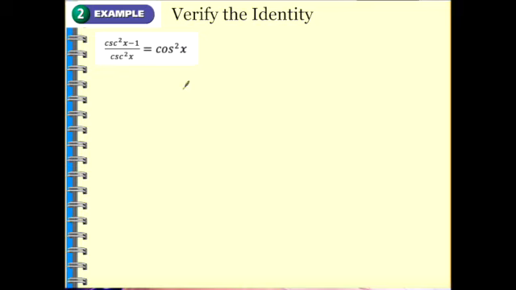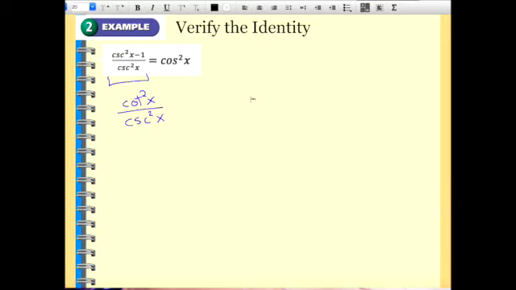Let's try it. So cosecant squared minus 1 is a Pythagorean identity that represents cotangent squared. So I'm going to rewrite this side. Instead of writing cosecant squared minus 1 in the numerator, I'm going to write cotangent squared. And then I'm going to rewrite my cosecant squared down below. So my justification here is the Pythagorean identity.